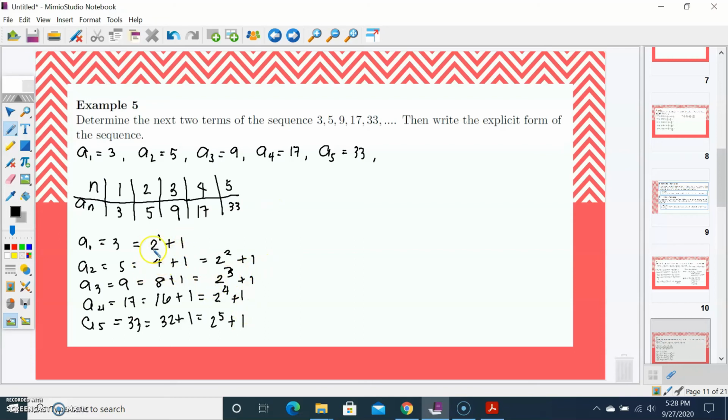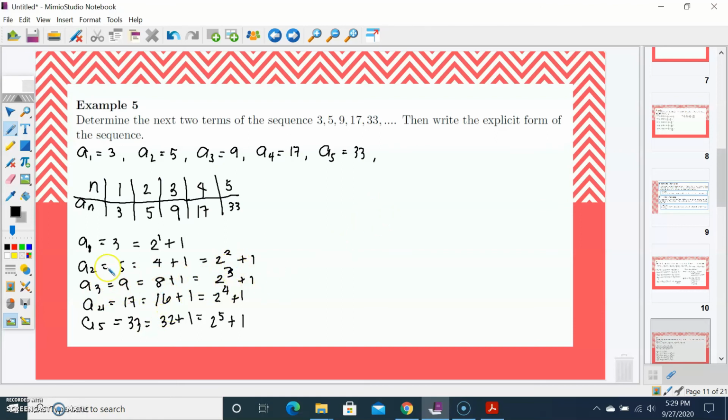So, just by looking at this, what can you observe with the subscript of the terms and the exponent of 2 here? They are the same. So we have 1 here and then 1 din dito. Then for a sub 2, we also raise 2 to 2. For a sub 3, we raise 2 to 3. So the same yung subscript na to at saka yung exponent nito dito.